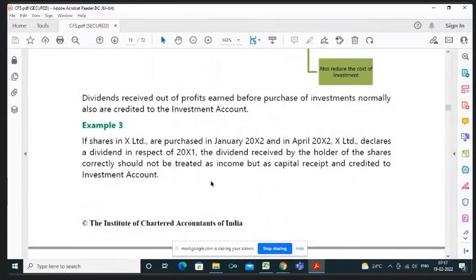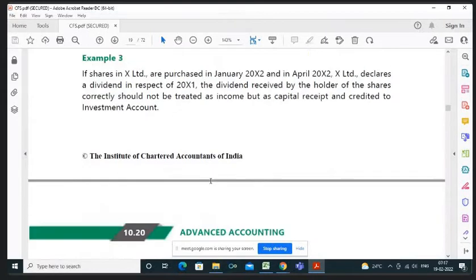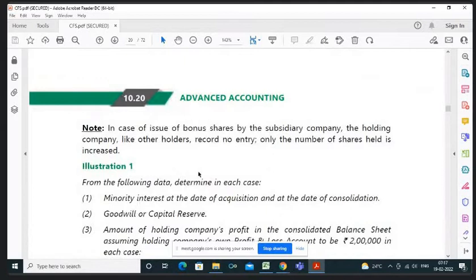So now we'll move on to example number 3. If shares in X Limited are purchased in January 2012 and in April 2012, X Limited declares a dividend in respect of 2011, the dividend received by the holder of the shares correctly should not be treated as income but as capital receipt and credited to investment account. In case of issue of bonus shares by the subsidiary company, the holding company, like other holders, records no entry, only the number of shares held is increased.